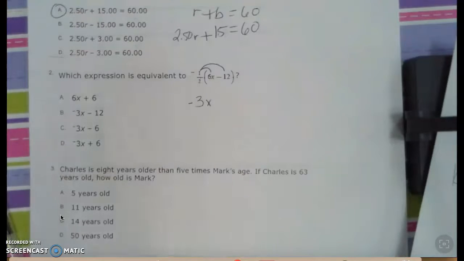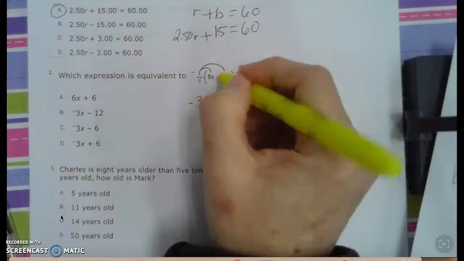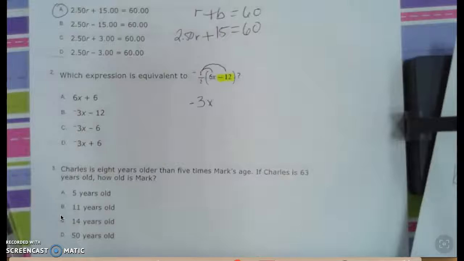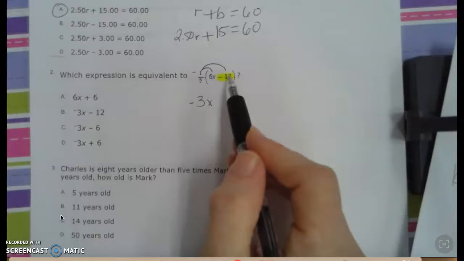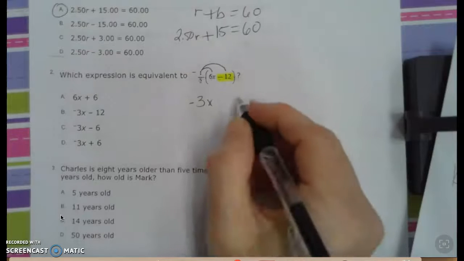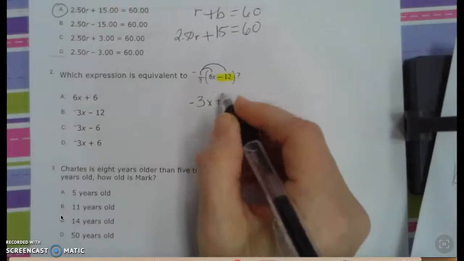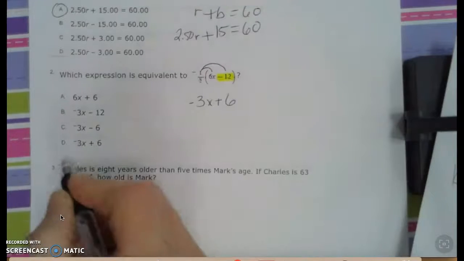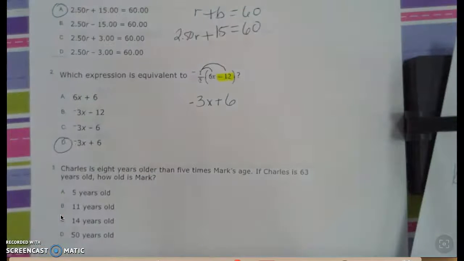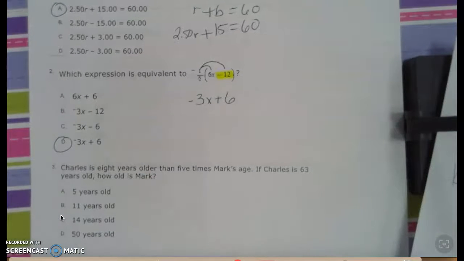Now here's where you've got to be really, really careful. This minus 12 is the same thing as a -12. So you're really multiplying a -1/2 times a -12. And we know a negative times a negative is positive. And then 1/2 of 12 is going to be 6. So that's going to leave us with answer D. Okay? Now we got number 3.